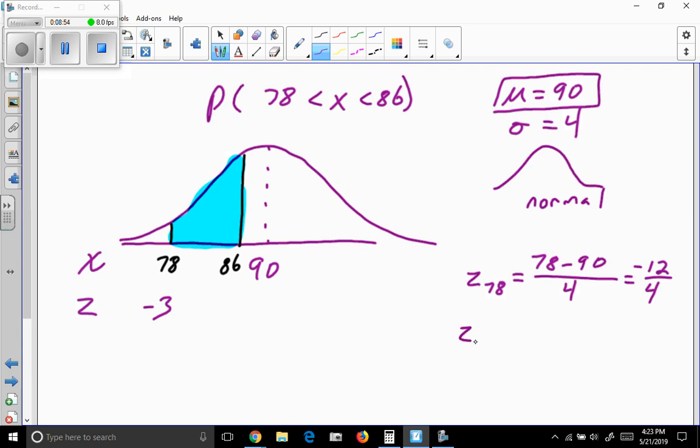And then let's look at the z-value for 86. How far is 86 from the mean, and how many standard deviations is that? Remember, we're using 90 and 4 because that's the mean and the standard deviation for our particular distribution. So 86 minus 90, 86 is 4 units below average. 4 units is 1 standard deviation. Notice 4 divided by 4 is 1, and it's below the mean, so -1.